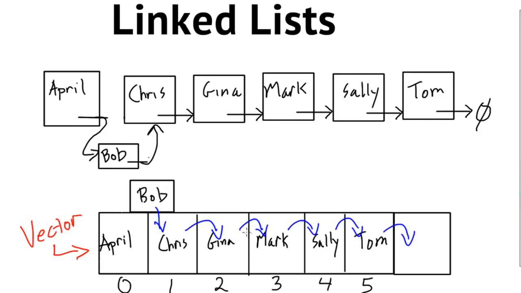And what that means is we can just specify the name of our vector and a particular index value and immediately get to the contents associated with that particular element. So if we're interested in accessing the information associated with this contact Mark, we can just specify the name of the vector and the index value. Whereas in the case of the linked list, we would have to start here at April and follow these links through Bob, through Chris, through Gina, and then finally get to Mark.